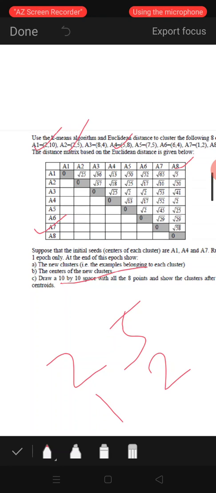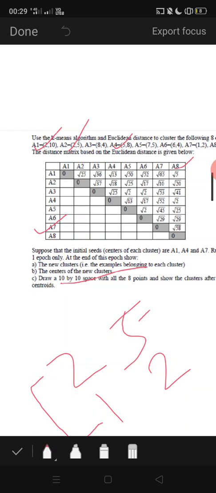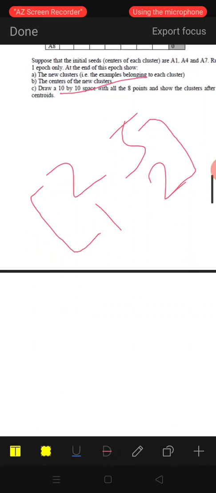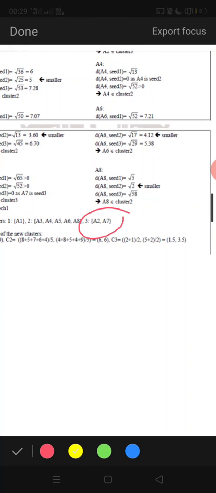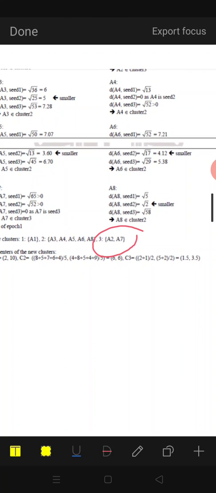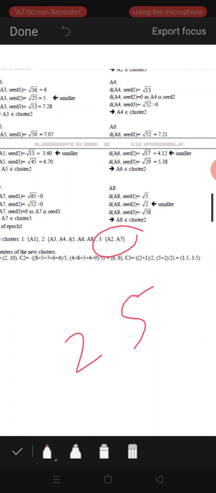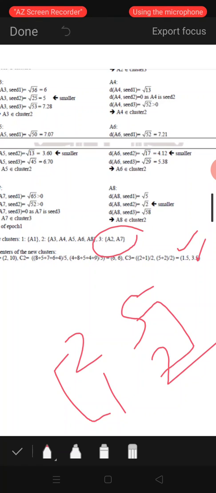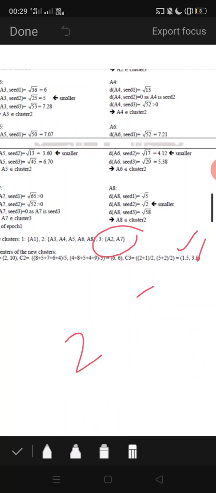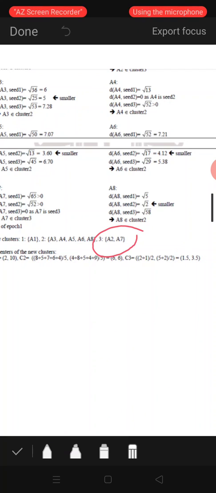For the new center, it is simple: add the x-axis values separately and the y-axis values separately. Here we have 2, 5 and 1, 2. So x-axis: 2 plus 1 is 3, divided by 2 is 1.5. You can see it written here. And y-axis: 5 plus 2 is 7, 7 by 2 is 3.5. So this is the new centroid for A2, A7, that's cluster 3.